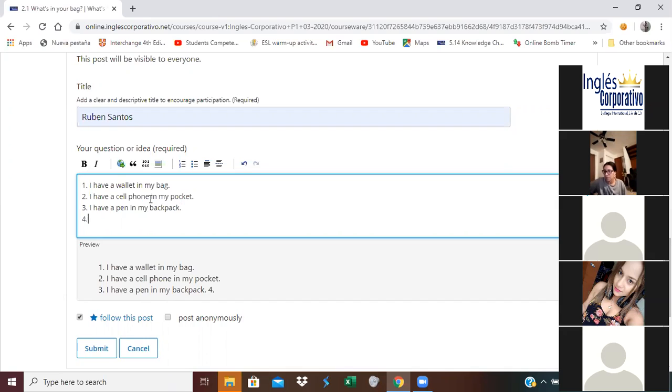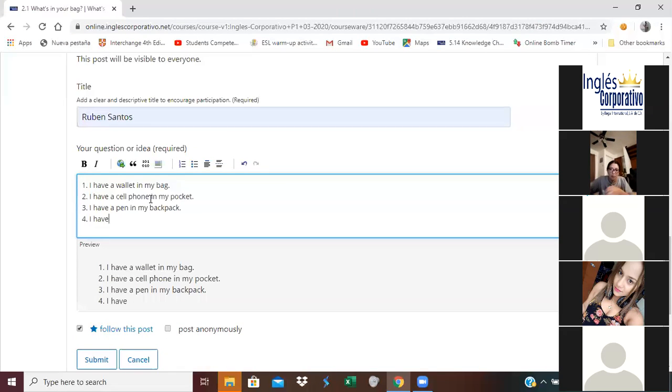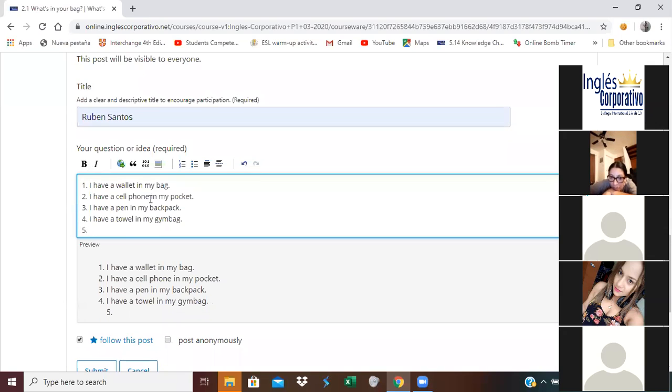Number four, I have a towel in my gym bag. Dice, tengo una toalla en mi bolso de gimnasio. Number five, I have a computer in my office. Dice, tengo una computadora en mi oficina.